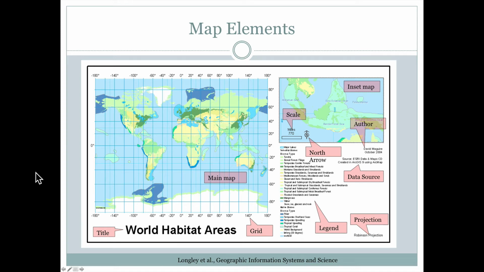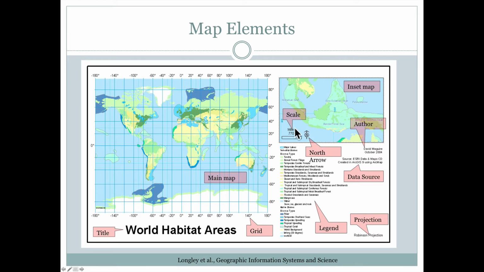When we put a map all together as we would on a piece of paper or on a screen for a web map, we have to think about how all of the map elements combine. And when we talk about map elements, we talk about all of these things. We talk about the map itself, the main map in this case, the title of the map. We talk about the map scale, a north arrow.